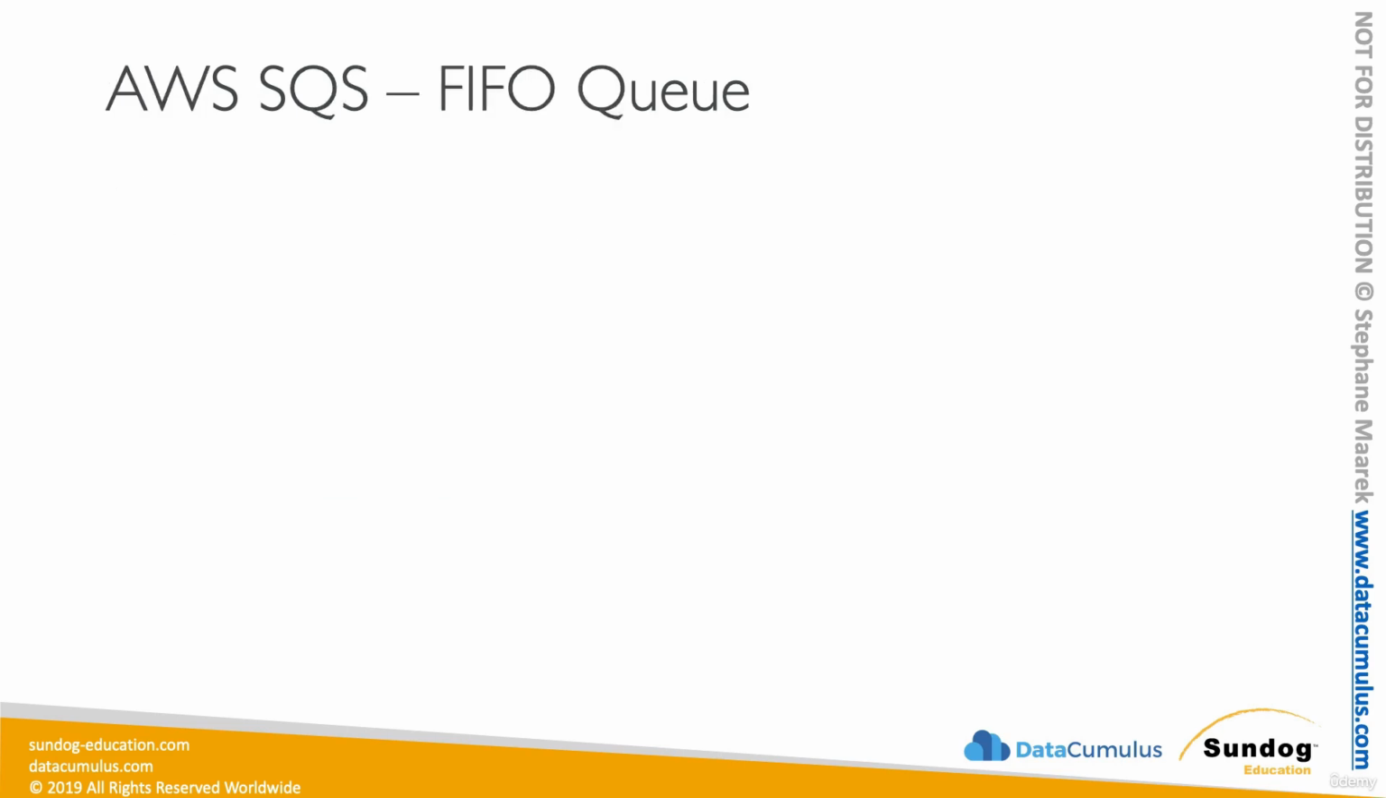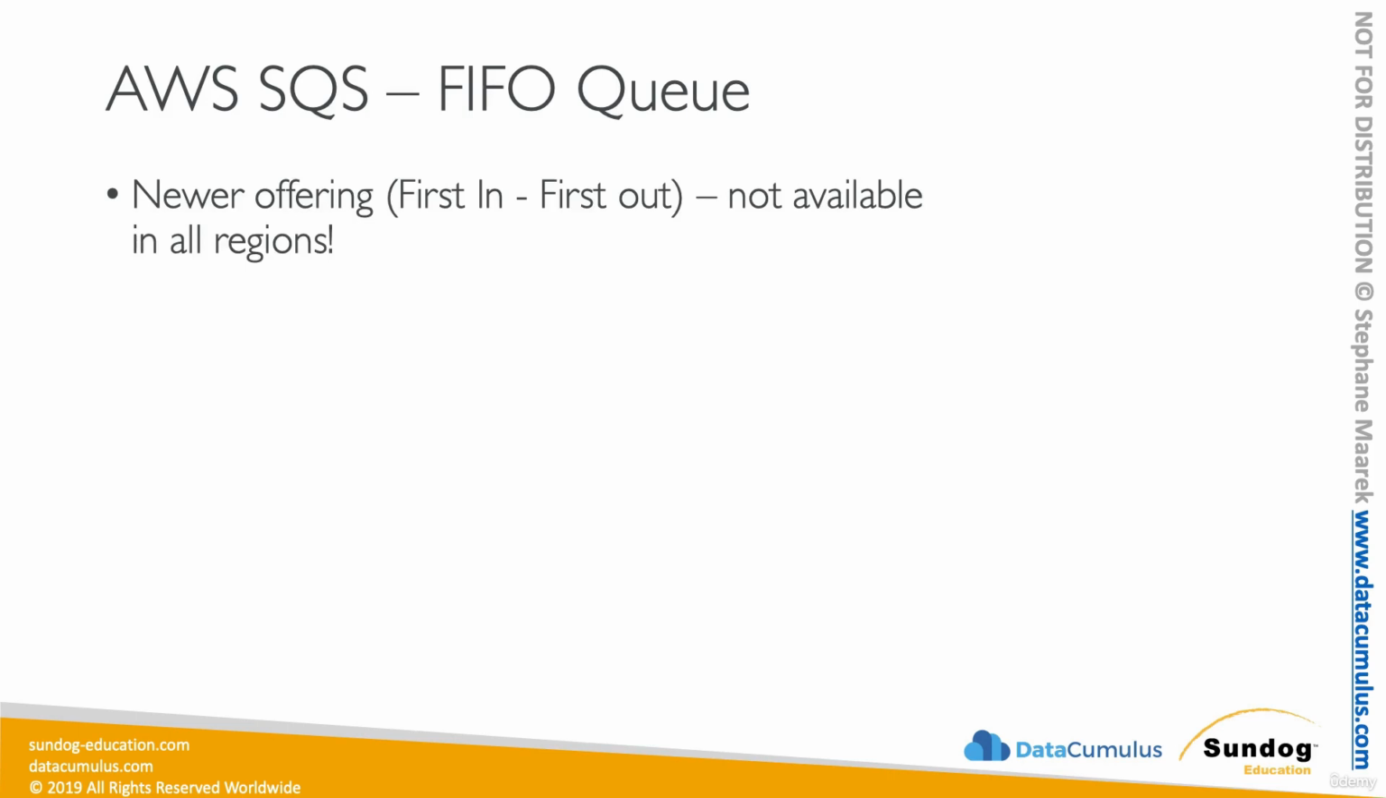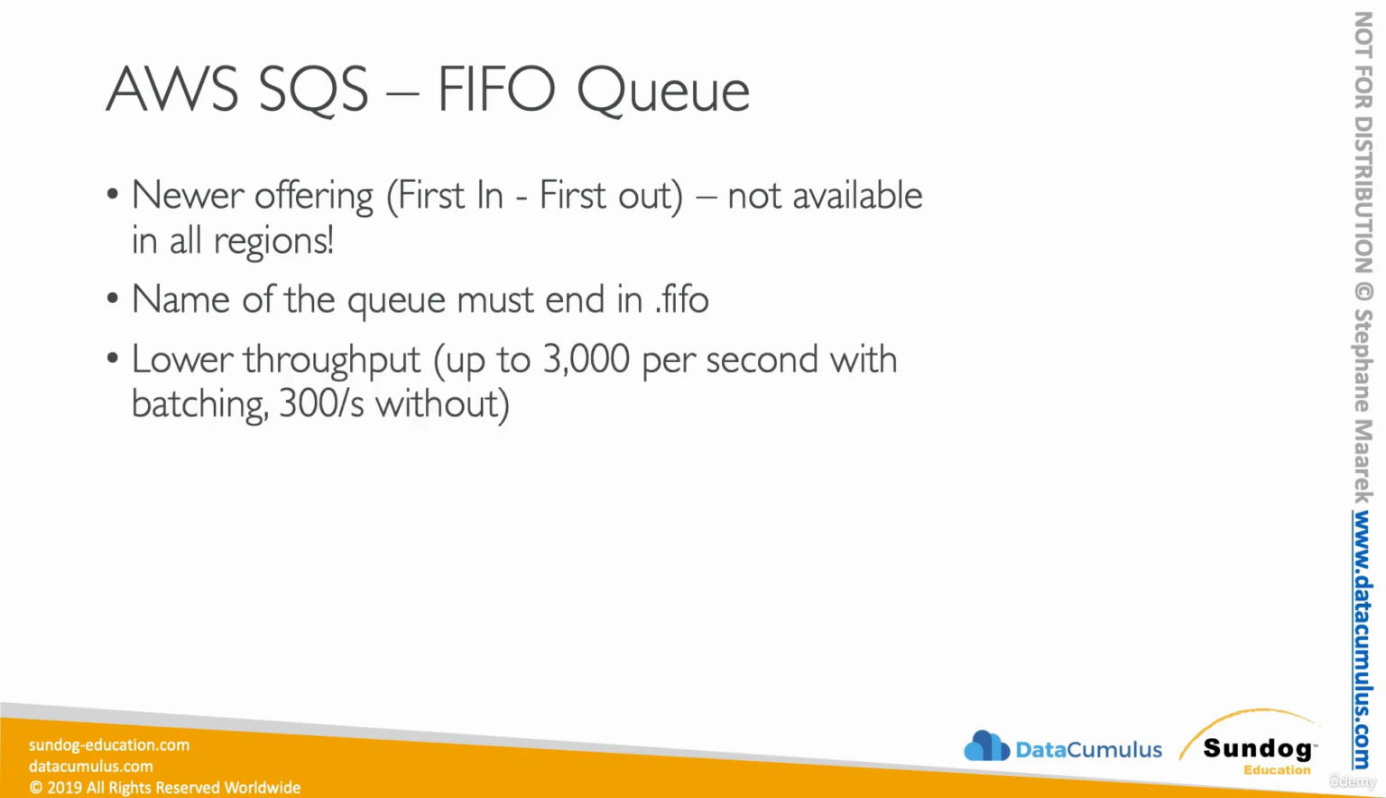Now there is a new type of SQS queue. There was a standard queue before, and now there's the FIFO queue. And that means first in, first out. It's not available in all regions, but I think it's almost there. And basically the name of the queue must end in .fifo to indicate that it is a FIFO queue. And you get lower throughput now. You have limits. You get up to 3,000 messages per second with batching, or 300 per second without. So definitely lower throughput.